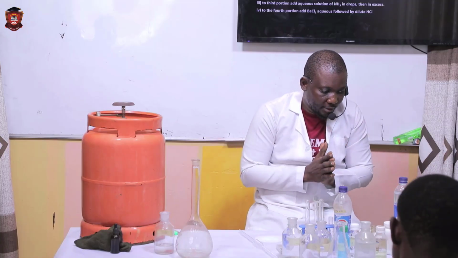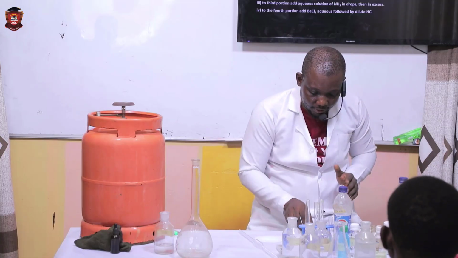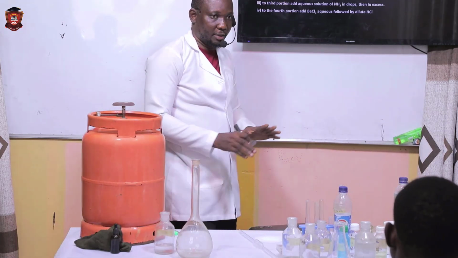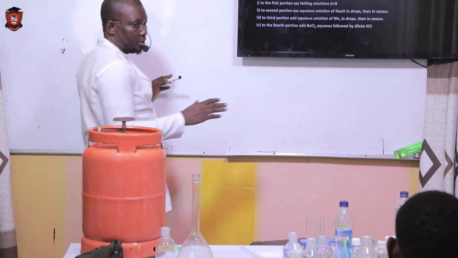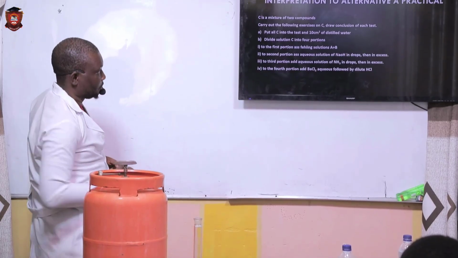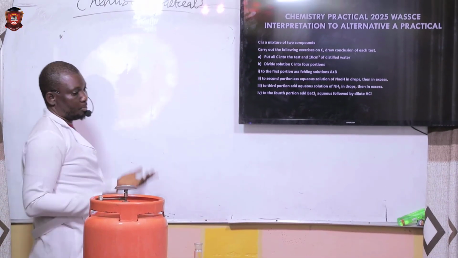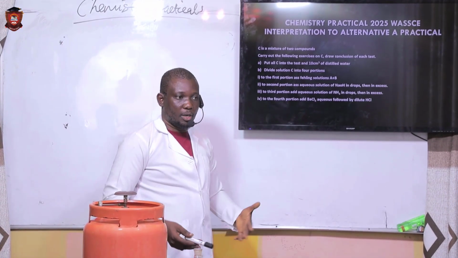So in every test you carry out, you must draw a conclusion in all of it. Okay, now first you have a question like this. I'm going to carry out the experiment live, but I want to show you the theory of what we're going to do, so you have a background. C is a mixture of two compounds. You are not to know the compounds.